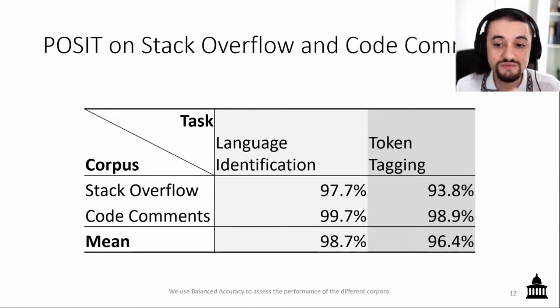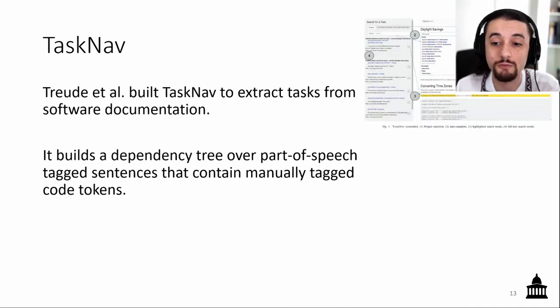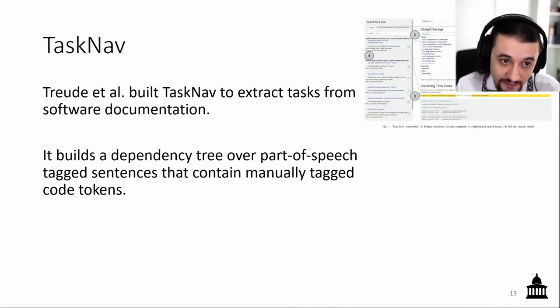Turning to POS tagging beyond just Java and the commonly used together XML and JSON, we can see that POSIT achieves high 90s over the two corpora it was trained on. Let's now consider how POSIT can help other tools, in particular TaskNav.